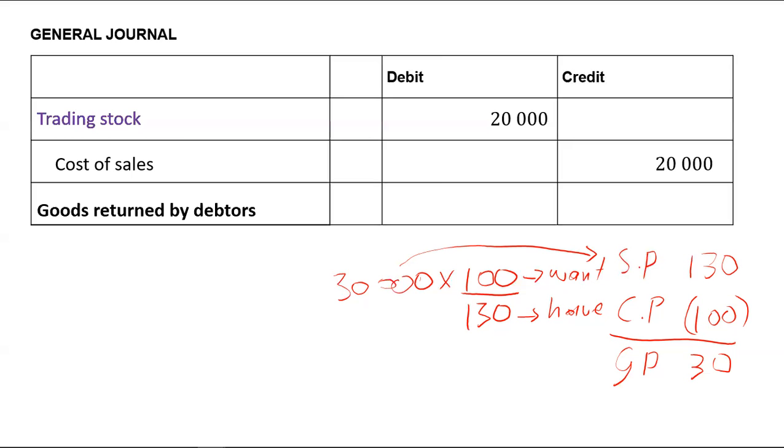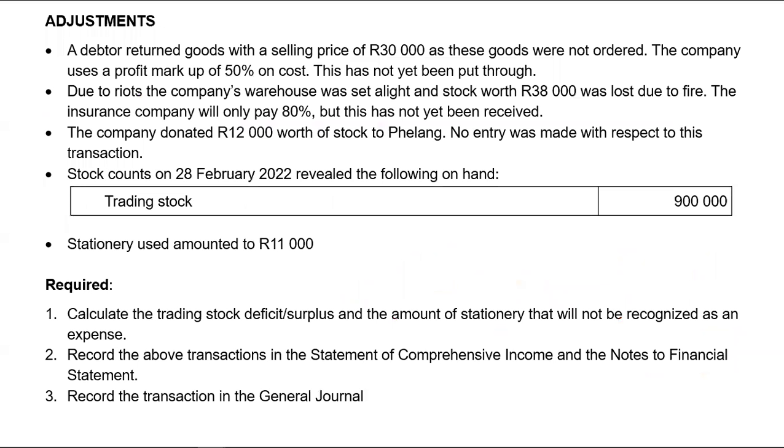I am just going to do the general journal first. I don't want to confuse you, and then I'll go to the general ledger and go to the financial statements. And it says, due to riots, the company's warehouse was set alight and stock worth 38,000 was lost due to fire. So the cost price of stock lost will be the 38,000.